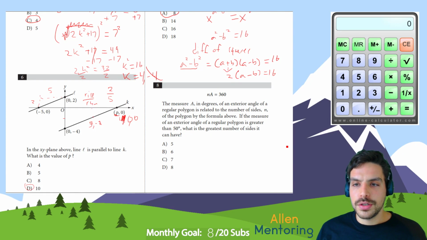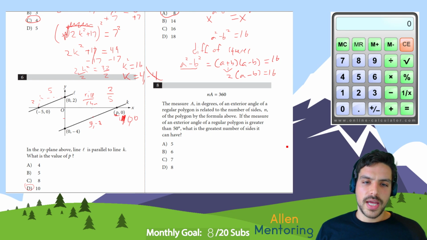Let's move on to number 8. The measure a in degrees of an exterior angle of a regular polygon is related to the number of sides n by the formula above. If the measure of an exterior angle is greater than 50 degrees, what is the greatest number of sides it can have? All right, so pretty easy.